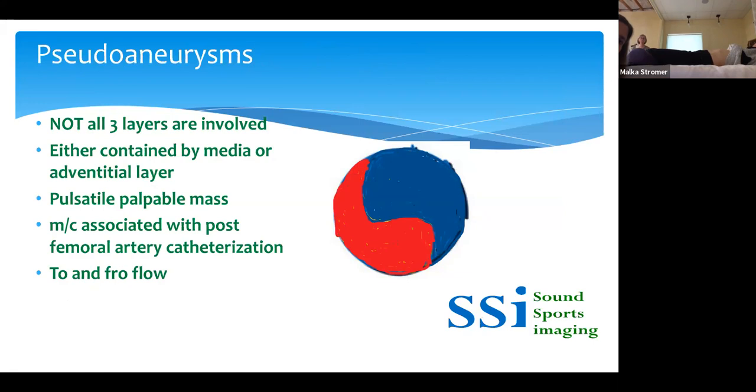Another type of pseudoaneurysm is very commonly associated with post-femoral artery catheterization. And we get what's called the yin-yang appearance, with to and fro flow within a dilated blood vessel. So the blood is going into the vessel and then it's circulating out of that aneurysmal portion. And so with color Doppler, you get the different colors due to the changing direction of the blood. And so you get this yin-yang appearance.